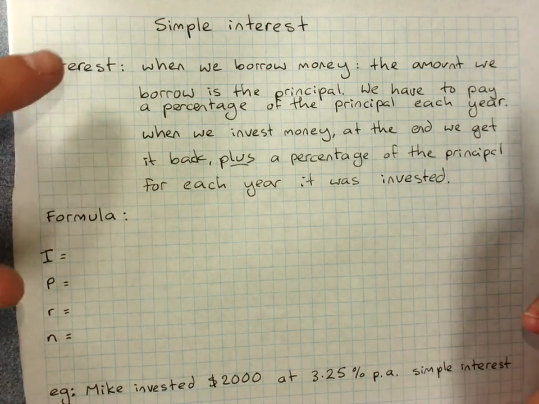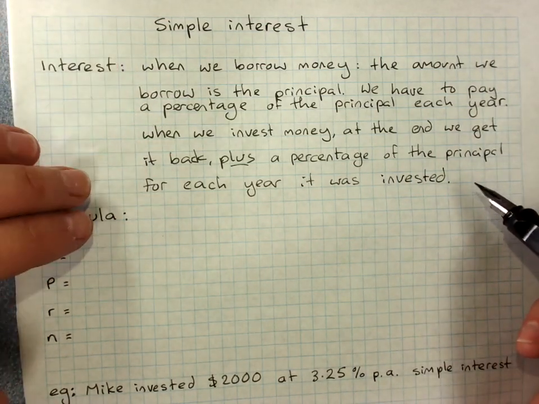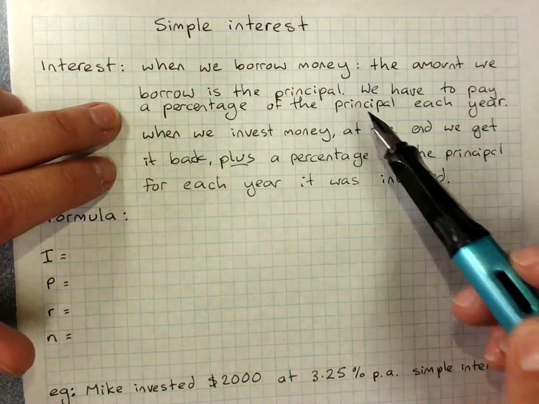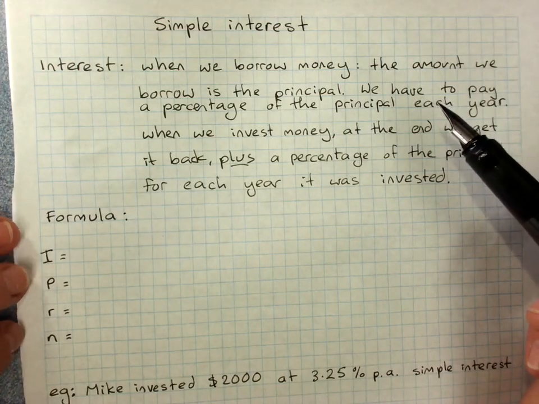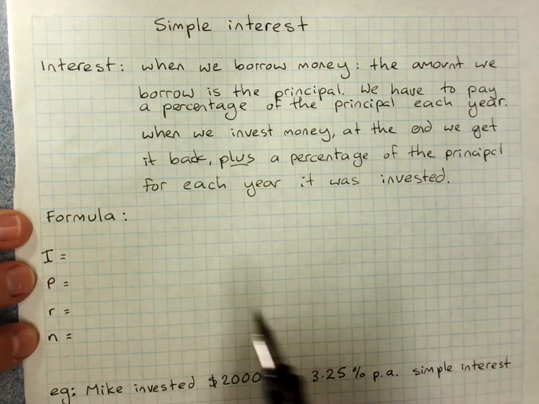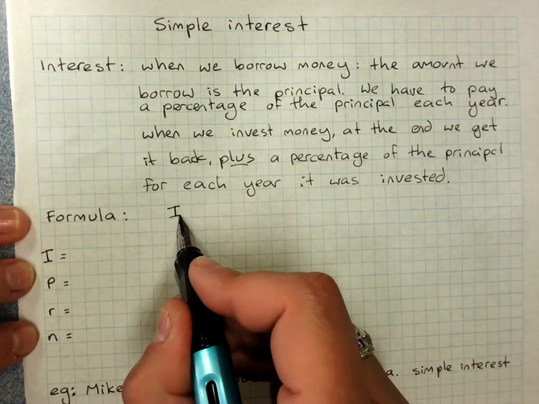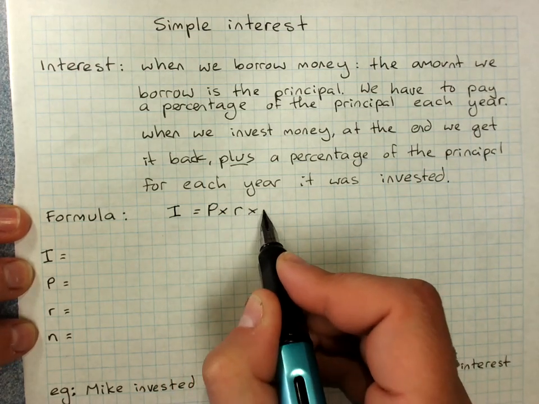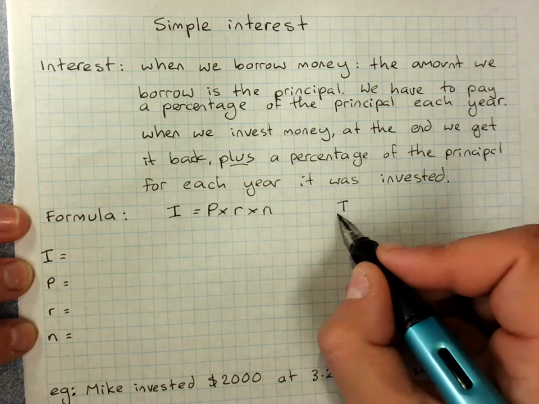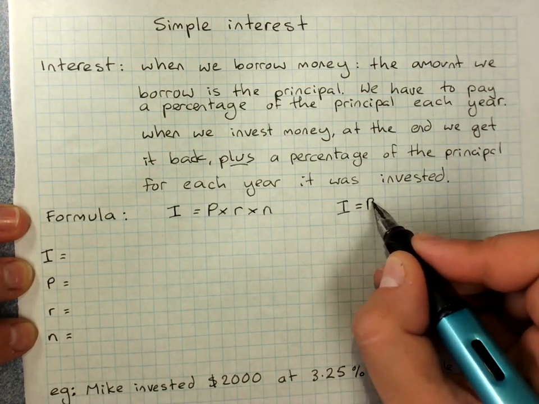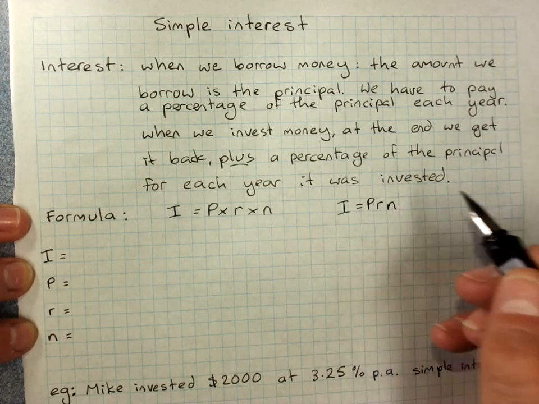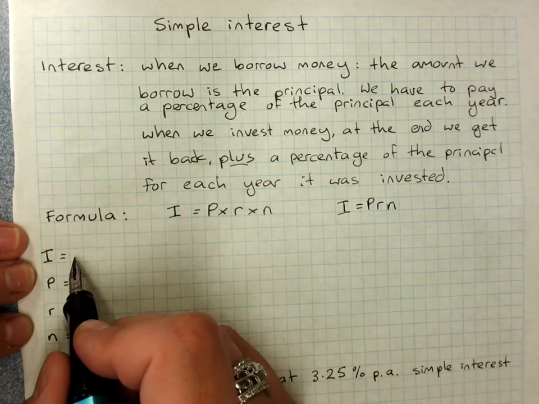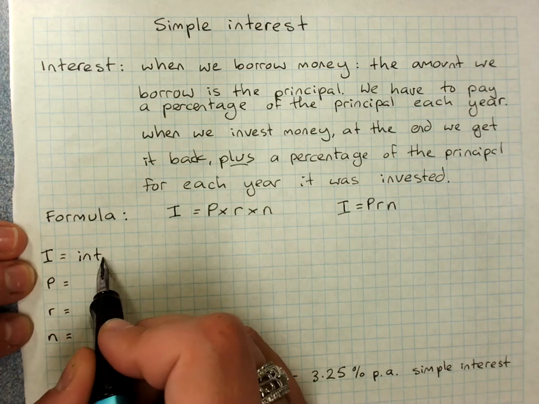Now there's two types of interest, simple interest and compound interest. We're doing simple interest, and so it's a percentage just of the principal amount. The formula is interest equals P times R times N, or some people write it without the times sign. Interest is PRN, same thing. We have to multiply. I equals the interest earned or paid.